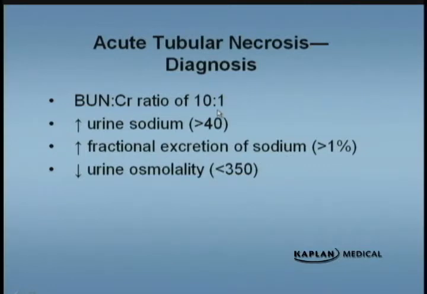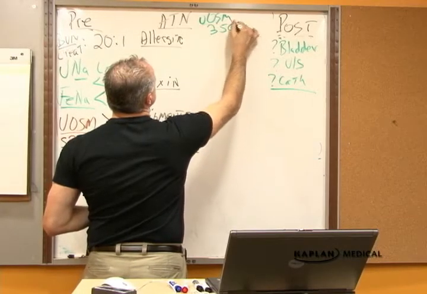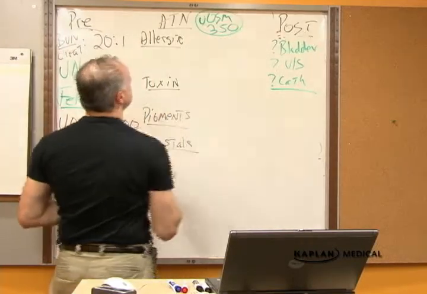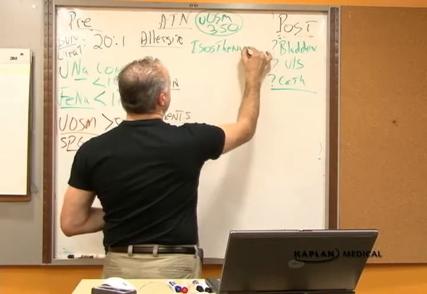So in acute tubular necrosis, the BUN to creatinine ratio, instead of 20-to-1, will be closer to 10-to-1. The urine sodium, instead of being low, is going to be high. And in all these tubular damages, acute tubular necrosis, the urine osmolality is going to be similar to serum osmolality. That's called isosthenuria.